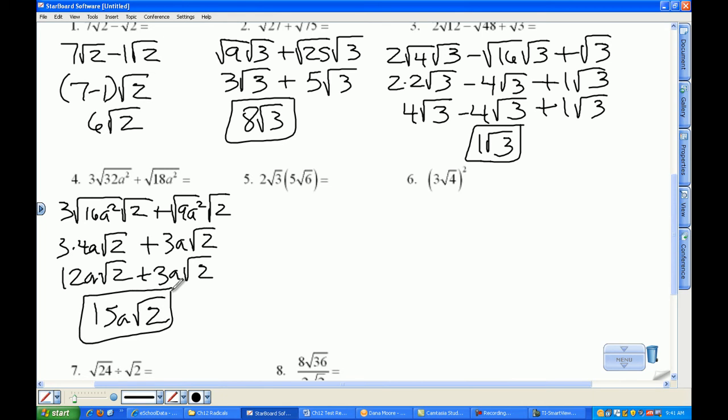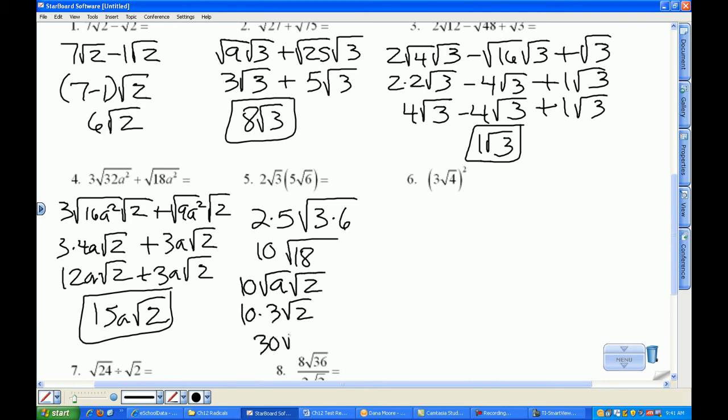Alright, now we're multiplying. Remember the rules for multiplying. We multiply the coefficients together, and then we multiply the radicands together. The product of the coefficients remains a coefficient. The product of the radicands remains a radicand. If necessary, you reduce what's left over.